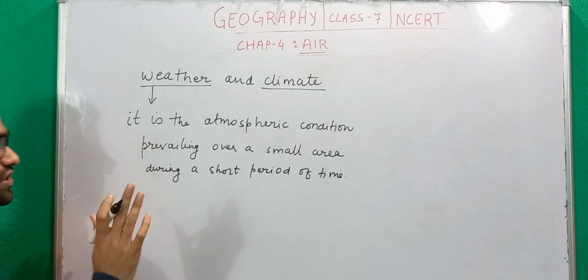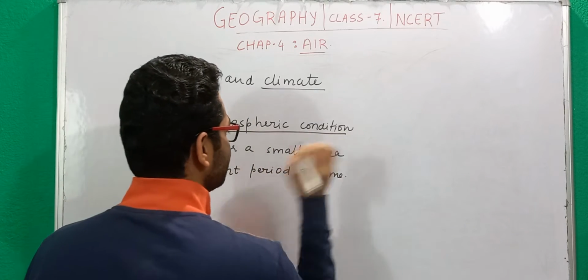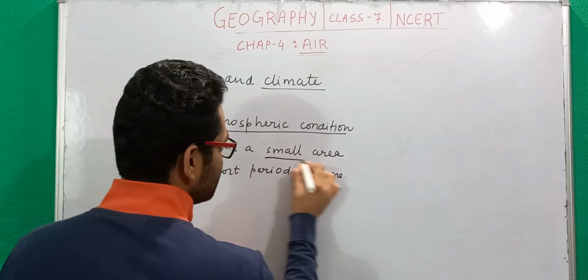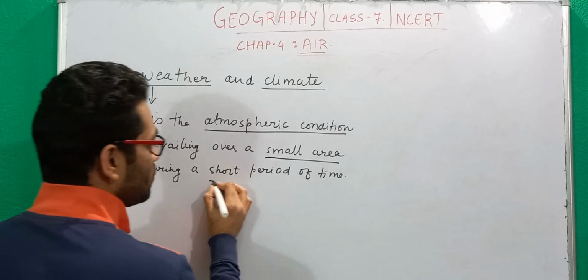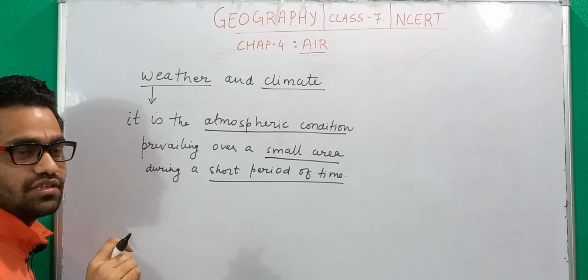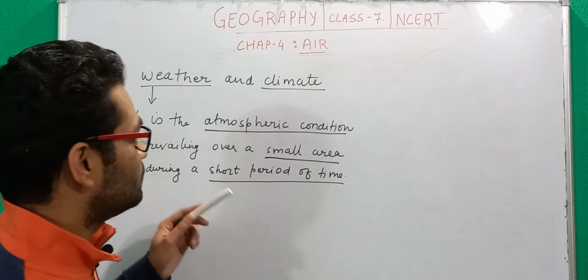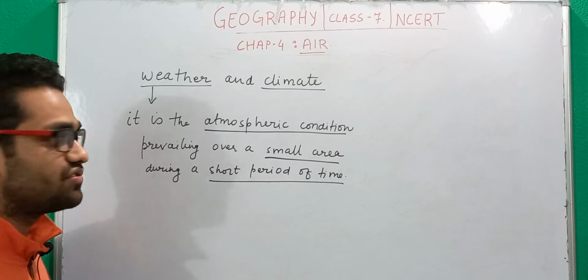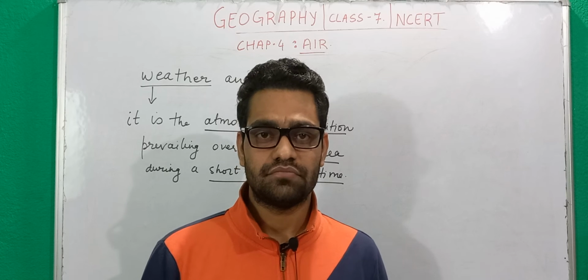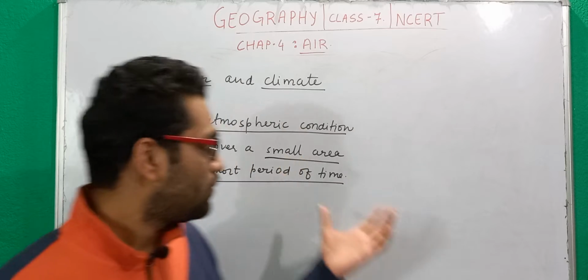Now let's understand the technical terms that we have. This is the atmospheric condition, then prevailing over a small area, and then a short period of time. These three are very key things to understand here. They are the three important words or areas that you have to concentrate upon. My dear friends, if you are watching this video, have a pen and a notebook in front of you and make note of all these terms.